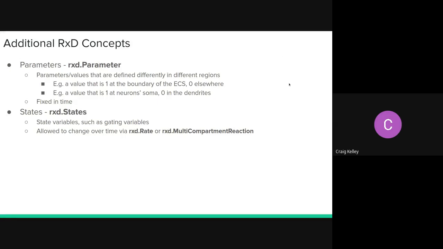You could also have states. These are state variables, like the gating variables from Hodgkin-Huxley. So, you know, M gate or H gate. And these are allowed to change over time via relationships with either RxD rates or multi-compartment reactions, or I think regular reactions work as well too.